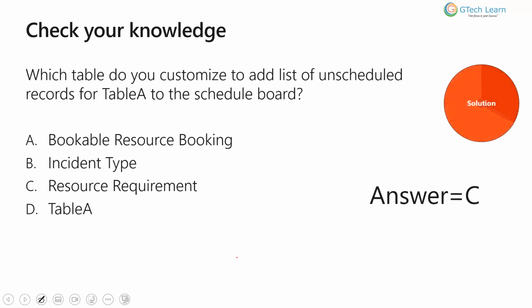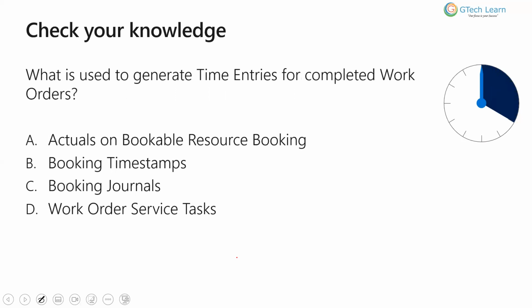Okay, so the correct answer for that question is going to be option C, resource requirement. Now we are having a next question in line talking about what is used to generate time entries for completed work orders. Is it option A, actuals on bookable resource booking? Option B, booking timestamps? Option C, booking journals? Or option D, work order service task? So let's get your answers on the chat box and let me start the timer now.